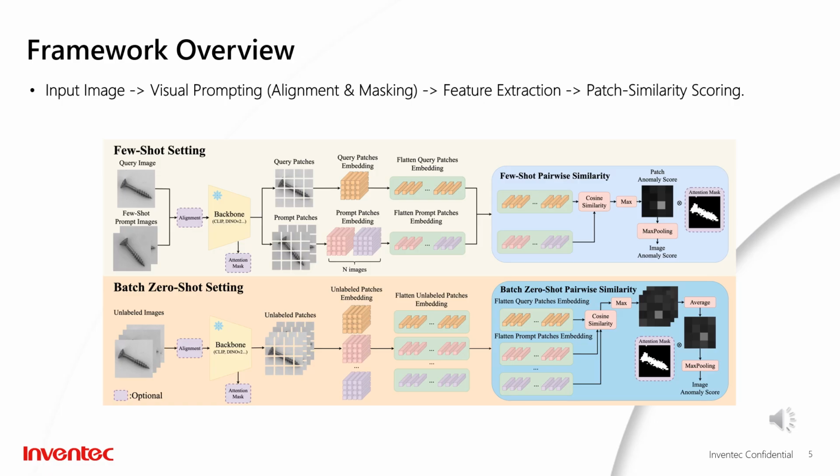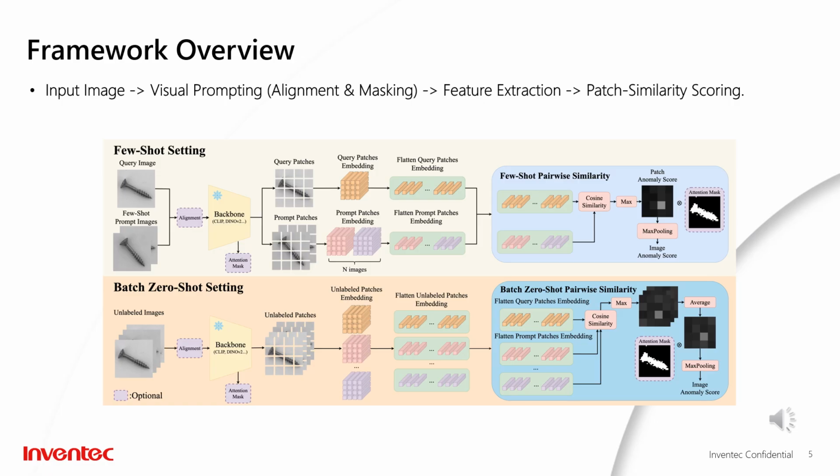We extract patch embeddings. Instead of using a global image vector, we flatten these patch embeddings. We then calculate the cosine similarity between the query patches and the prompt patches. The maximum distance indicates an anomaly. This generates a patch anomaly score map.